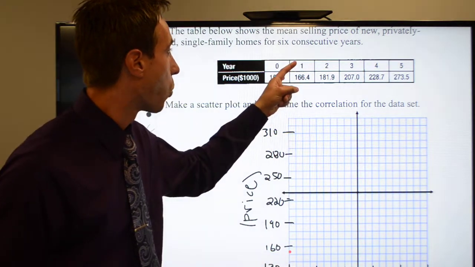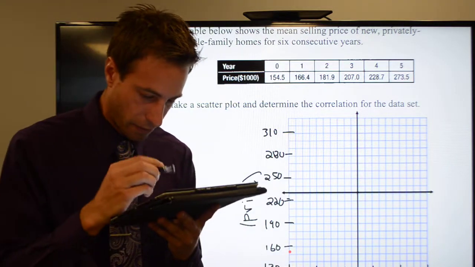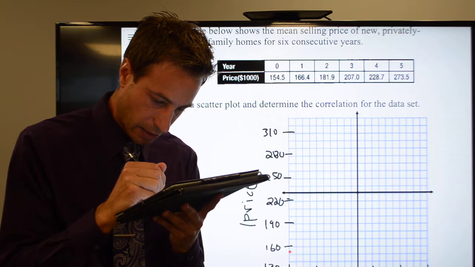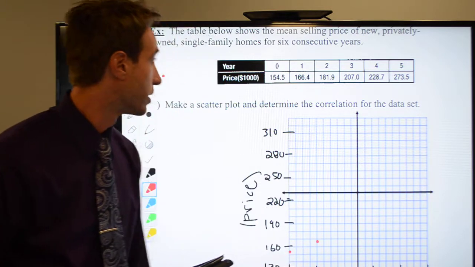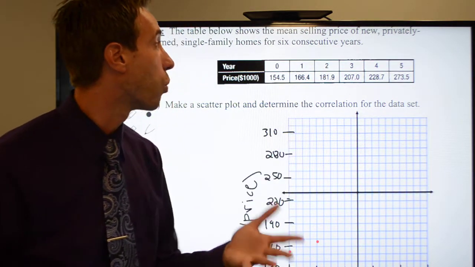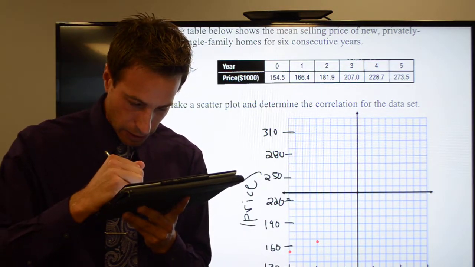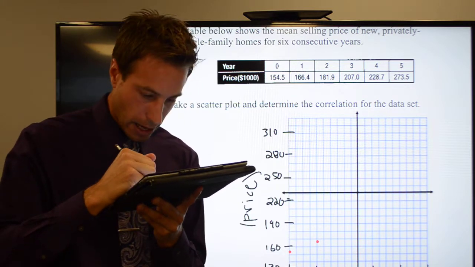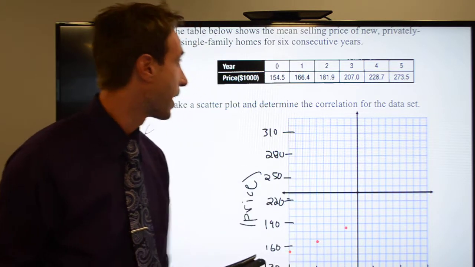My next one is at 1 year. 1 year, I'm at 166.4, so that's going to put me right about, let's see, 66. I need to be below 170, maybe right about there. There's going to be my point at 166,000. Year 2, I'm at 181, about 182,000. So let's see here, there's going to be 180. Yeah, let's go maybe right about there. Okay, cool. We'll put it right there.